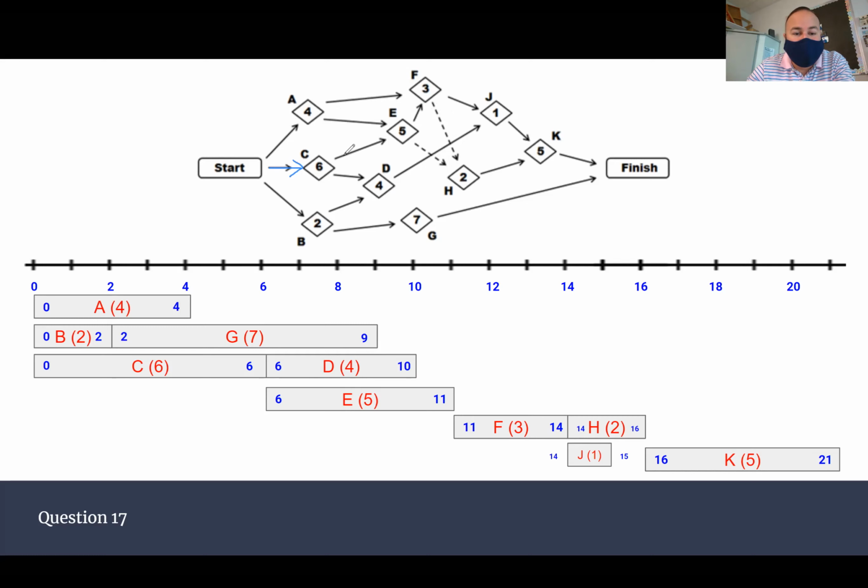Okay, so C to E to F to J to K. Careful. It's actually going to be to H to K because that's 2 plus 5. All right. Remember, it has to add up to 21. And if you would have added up the ones with J, it would have only added up to 20. Okay. So this is the longest path. So the answer to question number 19, what are the critical activities? The critical activities are C, E, F, H, and K.